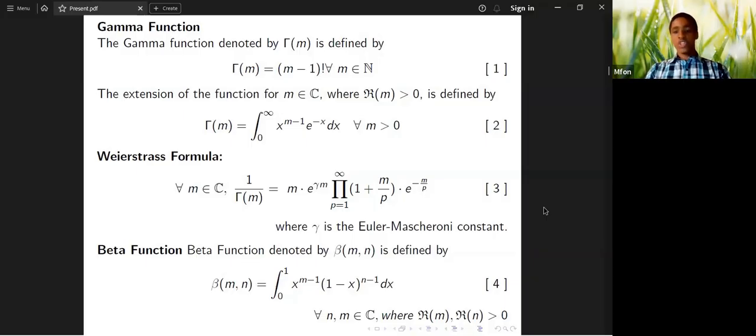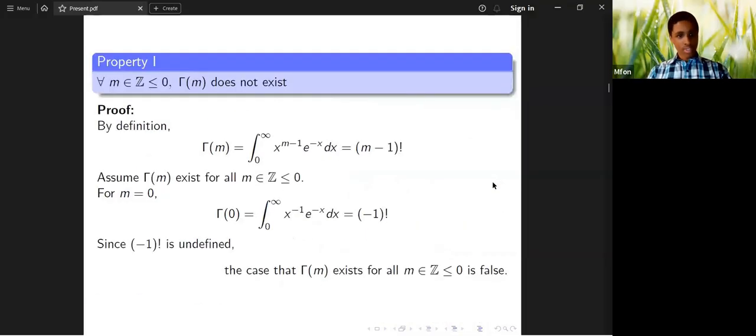Also, the beta function, denoted by beta of m and n, can be defined as the definite integral from 0 to 1 of x to the m minus 1, times 1 minus x to the n minus 1, dx. Each of them has its own properties that we'll discuss as follows.